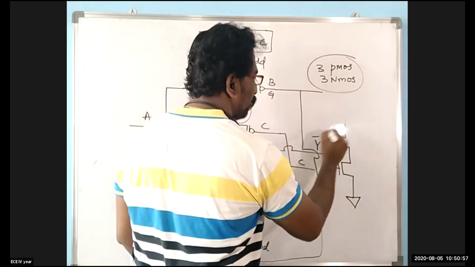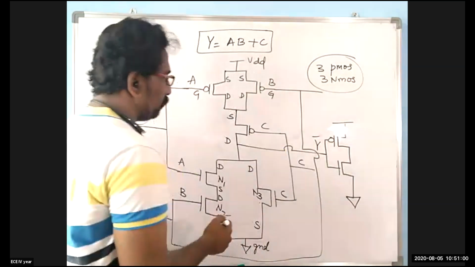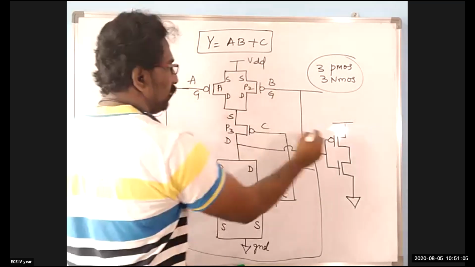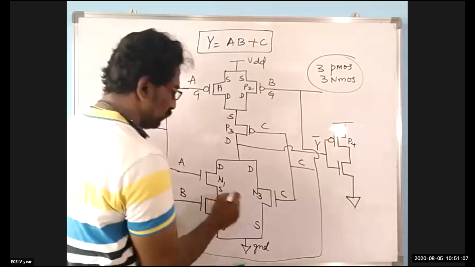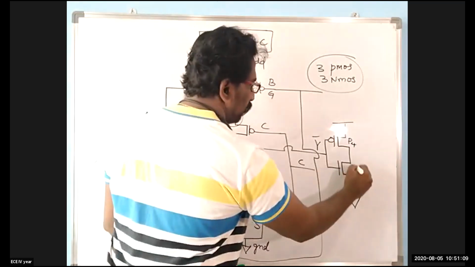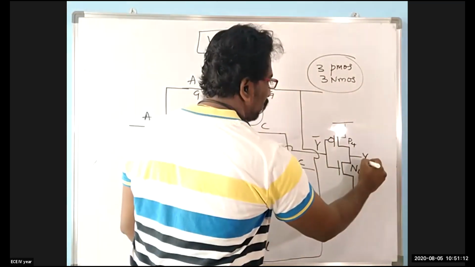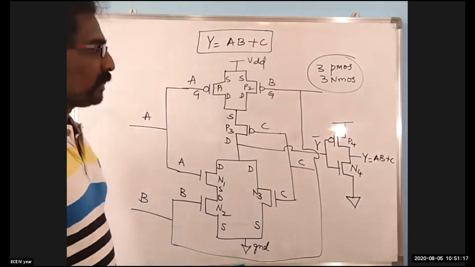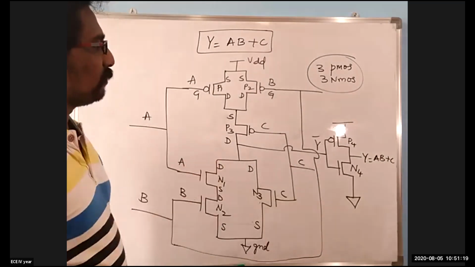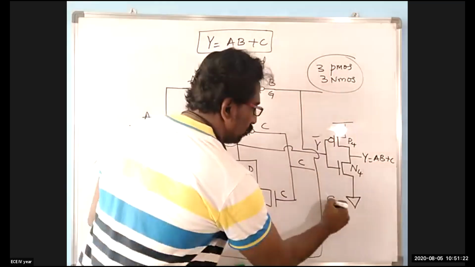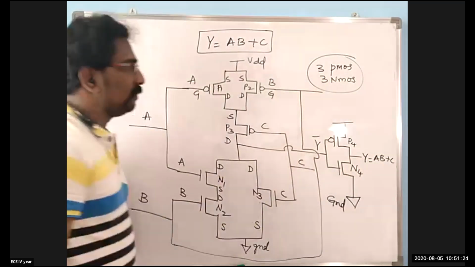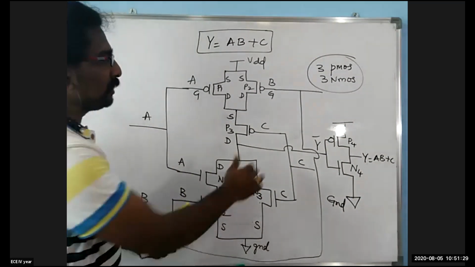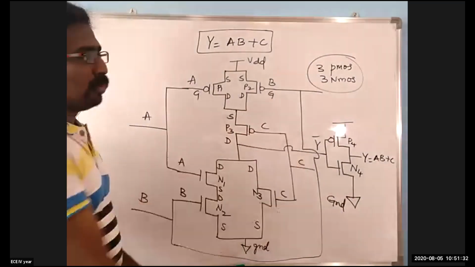So this is your output Y bar, and this is P1, P2, P3, P4, and in the same way N1, N2, N3, N4. And this is your output Y, which is equal to AB plus C. That's how you are supposed to draw your CMOS structure, and you can realize that. If you realize this CMOS structure with the logic structure of a Boolean equation, both the truth tables will be the same.